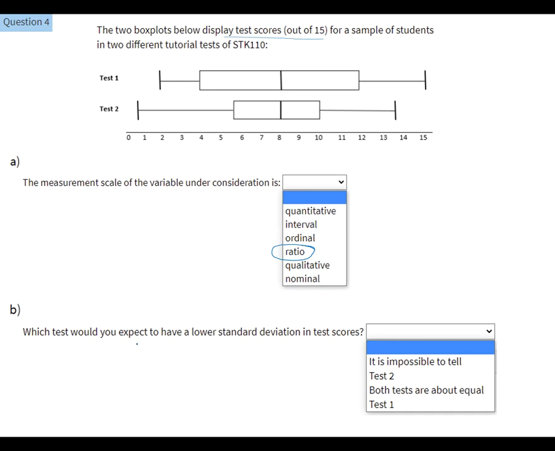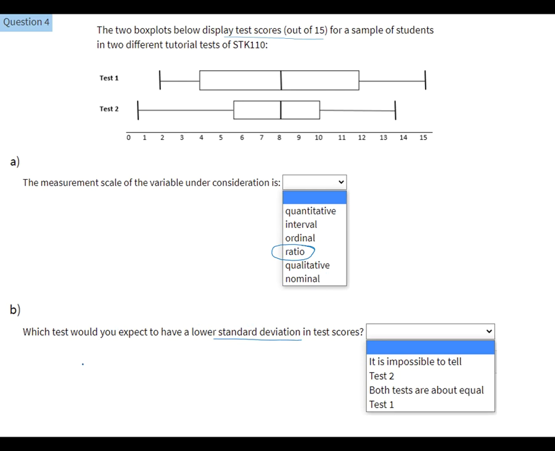Now, the next one, which test would you expect to have a lower standard deviation in test scores? And this is a typical insight question. So we didn't specifically discuss this with you, but if you understand how a box plot works and you understand how a standard deviation is calculated, you should be able to figure this out.